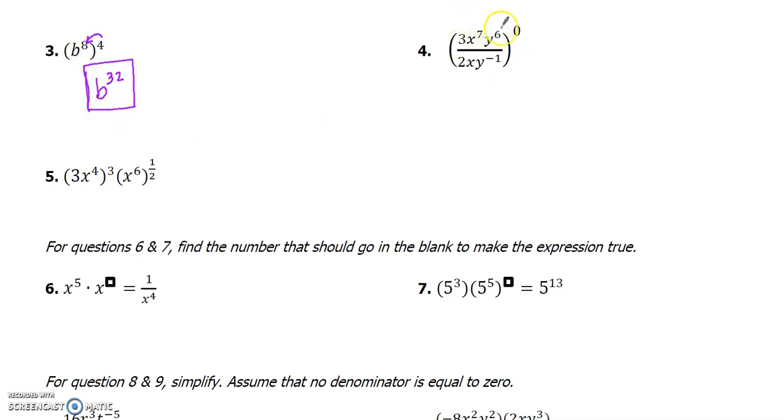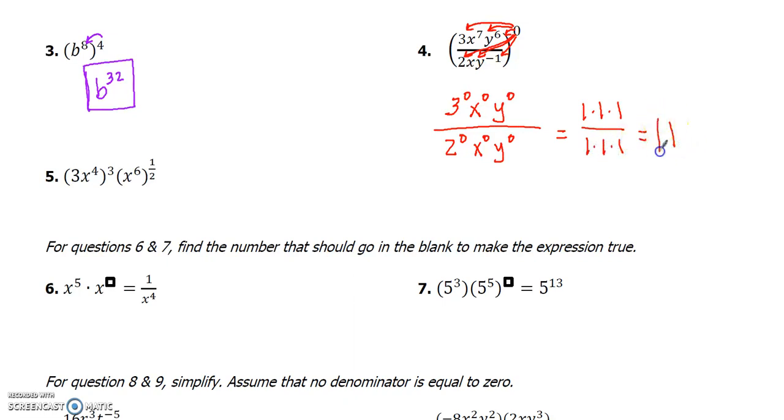On number 4, again, I'm distributing the 0 to every base that I have inside my parentheses. So I will have 3 to the 0 power. I will have x to the, again, multiplying 7 times 0, which is 0. Y to the 6 times 0, which is 0. 2 to the 0. In the denominator, x to the 0, and then y to the -1 times 0. And we know that anything raised to the 0 power is 1, so this would be 1 times 1 times 1 over 1 times 1 times 1, which comes out to be 1.